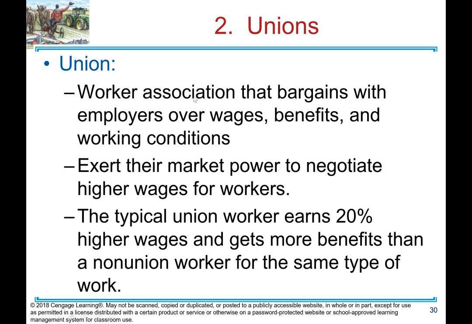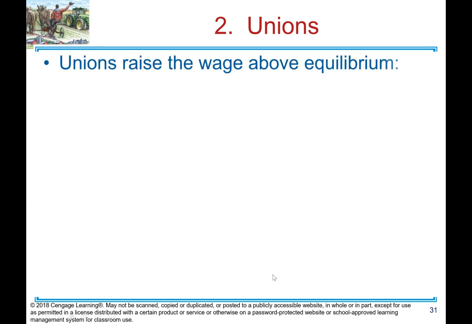A labor union is a workers' association that bargains with employers over wages, benefits, and working conditions. It exerts its market power to negotiate higher wages for workers. The typical union worker earns 20% higher wages and gets more benefits than a non-union worker for the same type of work.